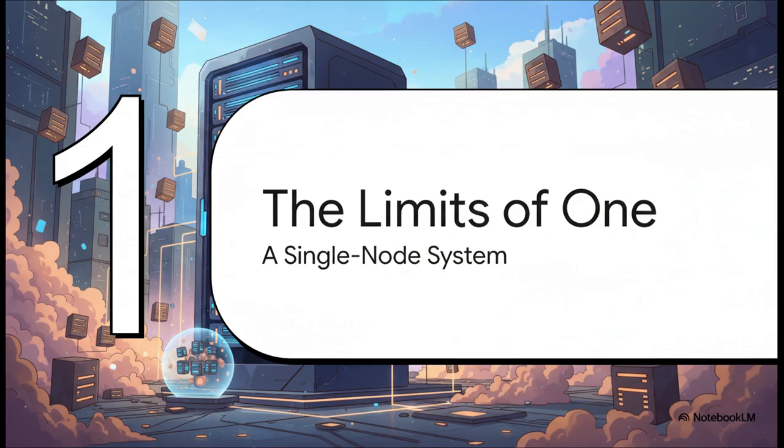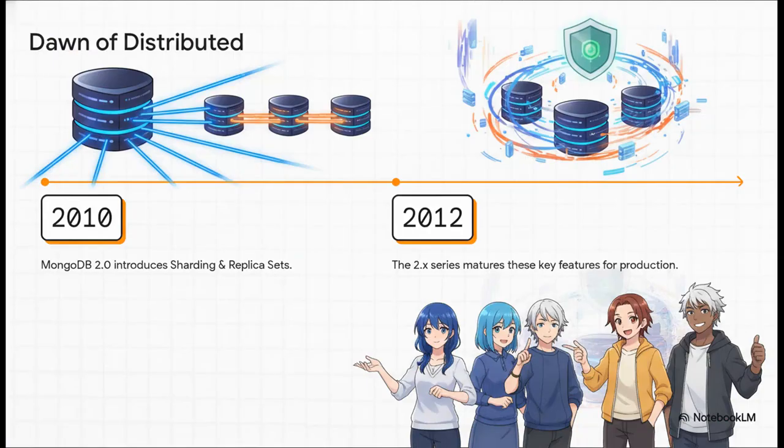The community wasn't just asking for new features. This was a desperate cry for a way to scale and survive. And the answer finally arrived with the MongoDB 2.x series. Between 2010 and 2012, these updates weren't just tweaks. They were a fundamental rethinking of the database's architecture. They brought two concepts to the table that would change absolutely everything: sharding and replica sets.